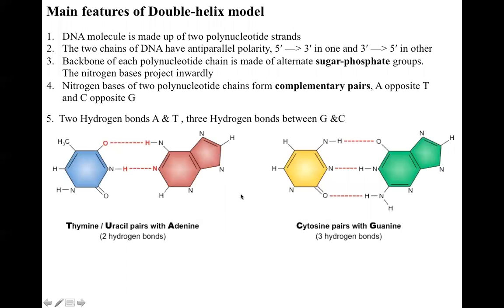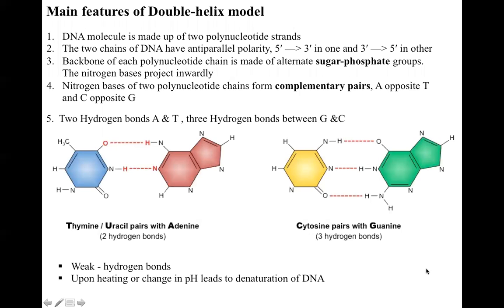So this is about pairing. This is how thymine and adenine pair with 2 hydrogen bonds, and how guanine and cytosine pair with 3 hydrogen bonds. These hydrogen bonds are very weak bonds. So upon heating, you can break these 2 polynucleotide strands. That is called denaturation. That means if you isolate the DNA and heat it at 95 degrees centigrade, the double helical DNA will become single stranded, because these hydrogen bonds will break, since they are very, very weak in nature.